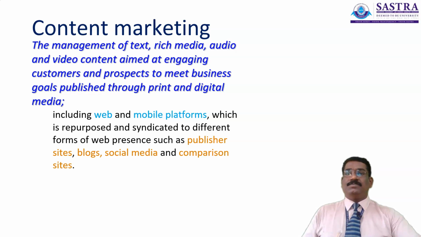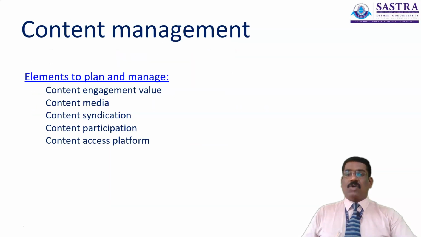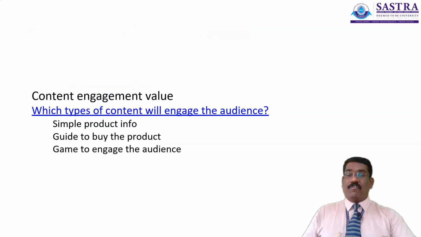So, that's the greatness of content marketing. And moving further, let's talk about how the elements of content management can be managed. So the first one is content engagement value, which is very important as far as content marketing is concerned, and then content media, content syndication, content participation, and content access platform.